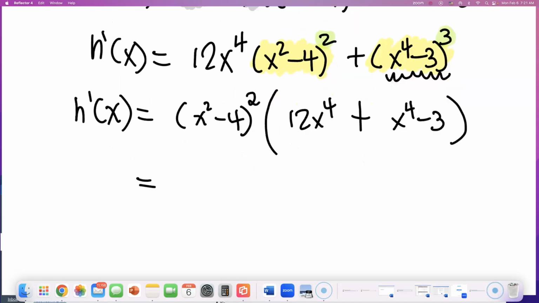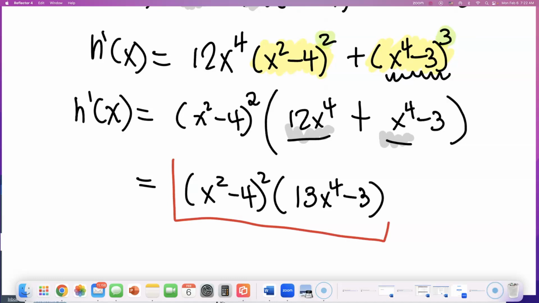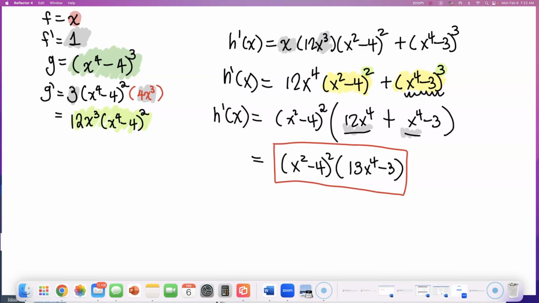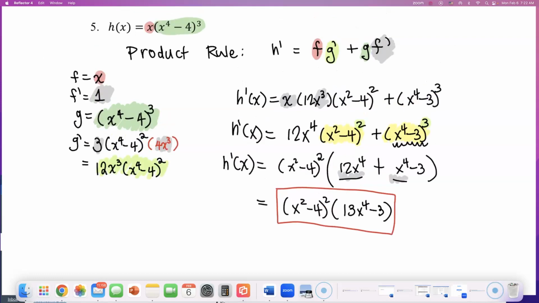Now I can see that inside I may be able to combine some like terms. This and this are like terms, right? So let's see. It will be x squared minus 4 squared. I just brought that down exactly the same. But inside the parenthesis, if I combine 12 and 1, that's going to be 13. And I don't know, this looks a little better, I think. This is a binomial times a binomial. So, you know what? I think if you want to continue, factor out and try to see if you can simplify more, that's always good. But the focus of these two examples was how we are using the chain rule to differentiate composition of functions.